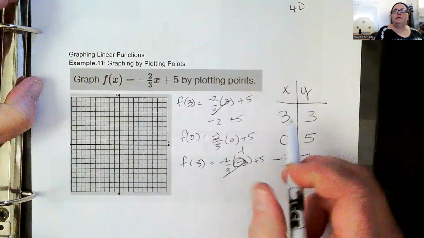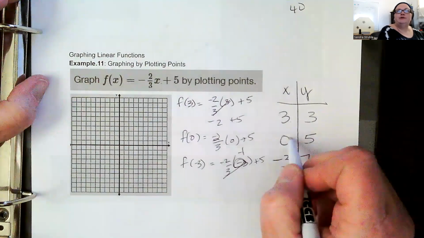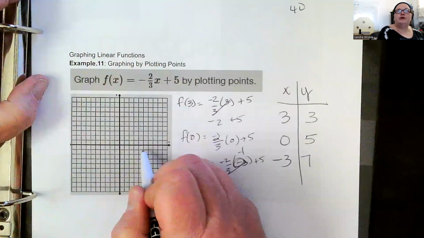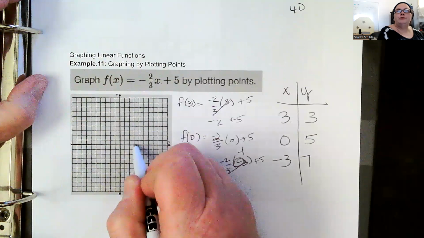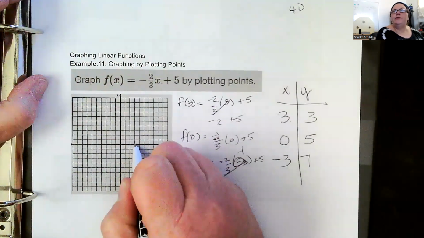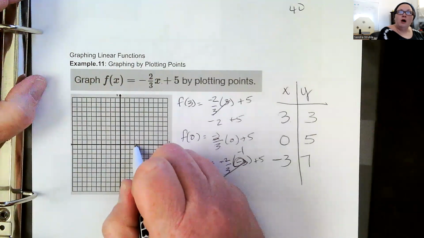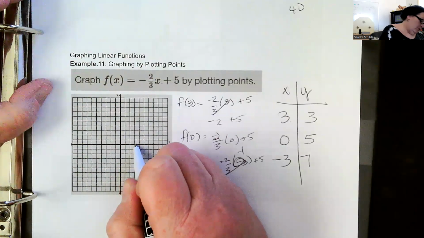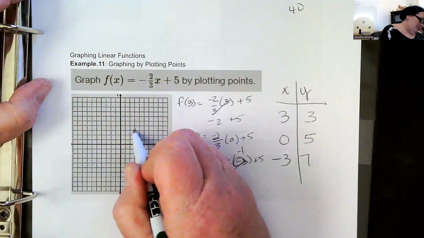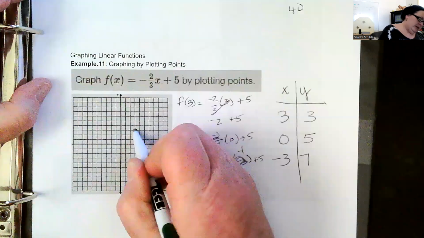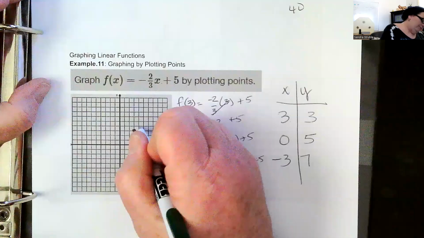All right, plotting these points. The x values you're going to go right and left for, so starting off with 3, 1, 2, 3 to the right since it's positive, and then we're going to go up or down for y. In this case, we're going up since y is positive, we're going up 3. 1, 2, 3, placing my point, and then I can label that 3, 3.